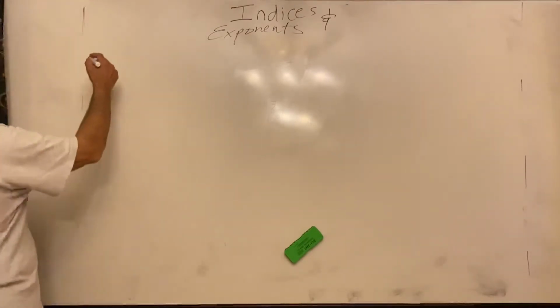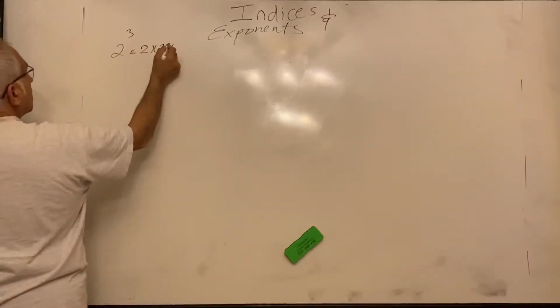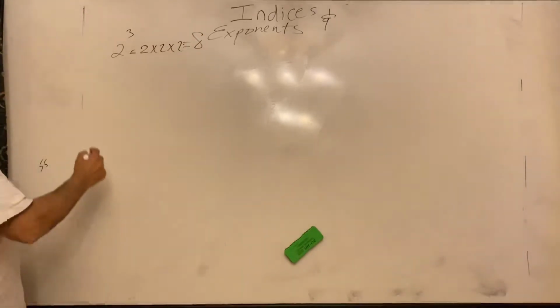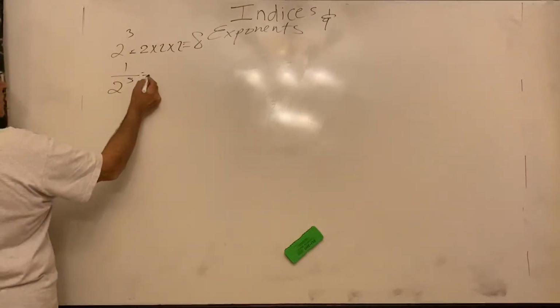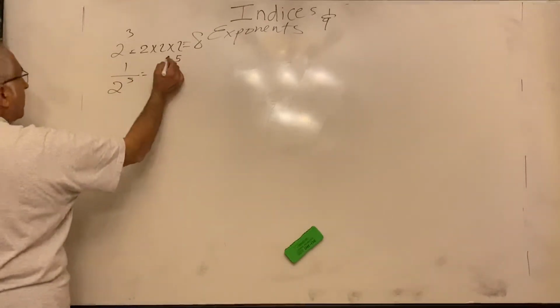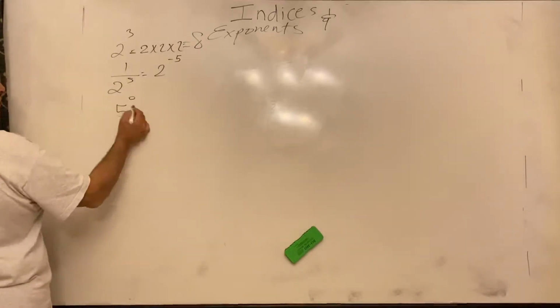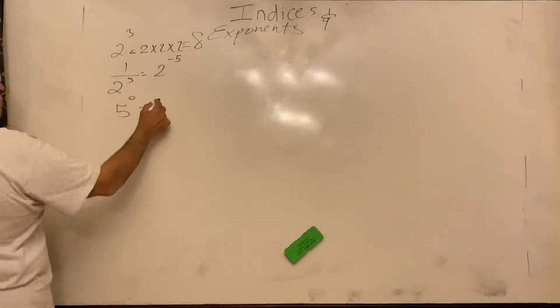When we say 2 to the power 3, that means 2 times 2 times 2, which is 8. All right? And whenever you have 2 to the power 5 in the denominator, if you take it up, it will be 2 to the power negative 5. And whenever we say 5 to the power 0, or 6 to the power 0, or 8 to the power 0, or anything to the power 0, it is always 1.